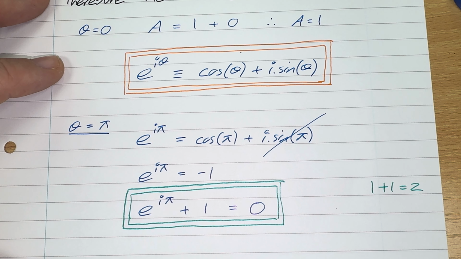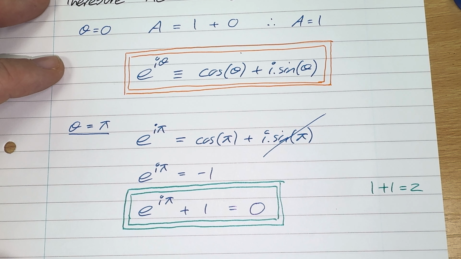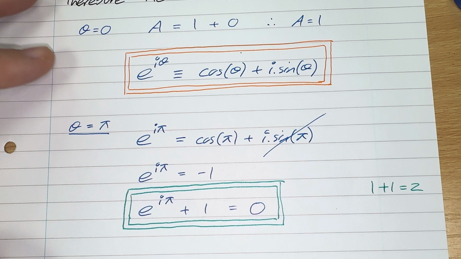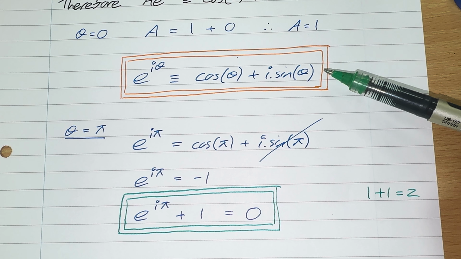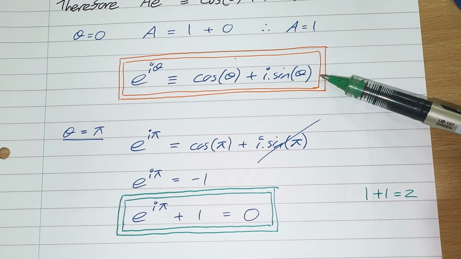Mathematicians often describe that as a very beautiful identity. But past that, it's of no use. It's just a statement. This one, e to the i theta, is useful, it actually has use, because theta is a variable.